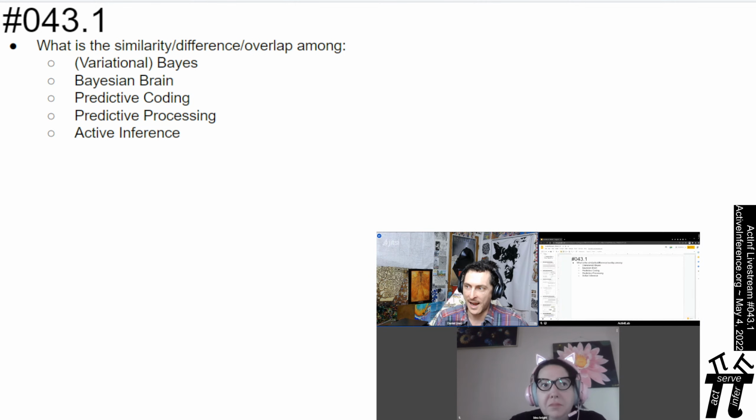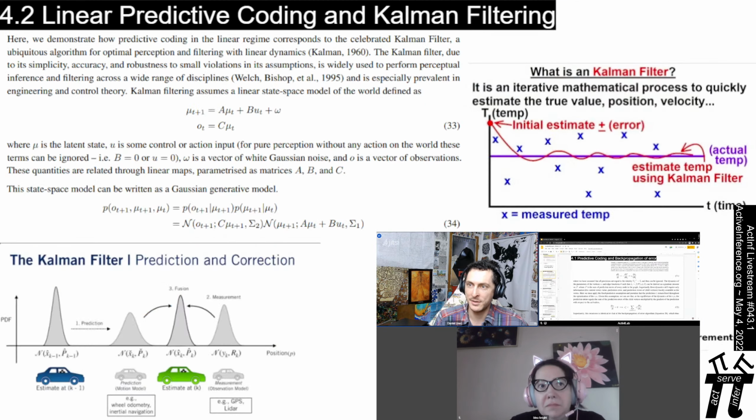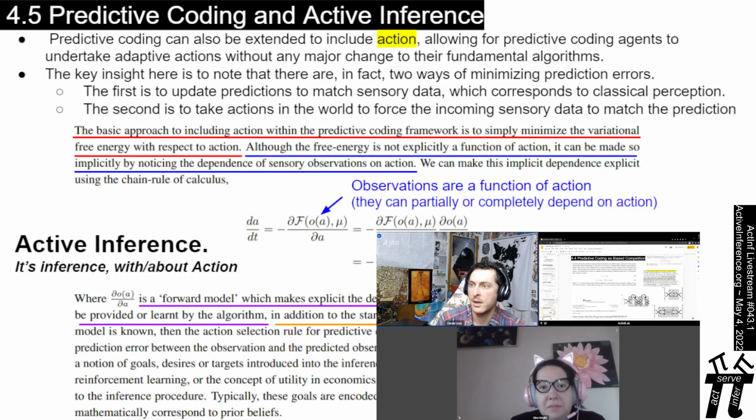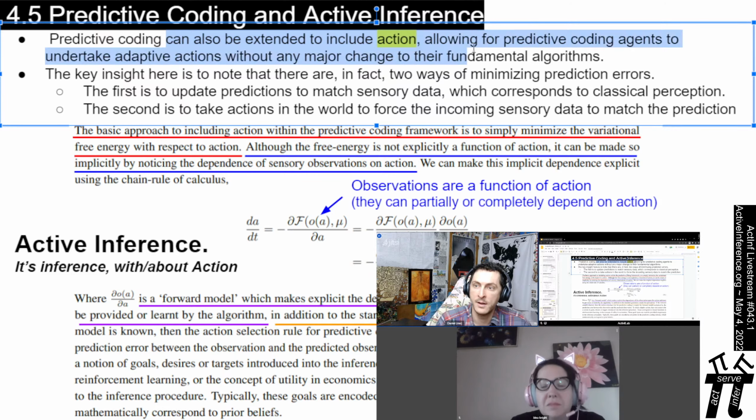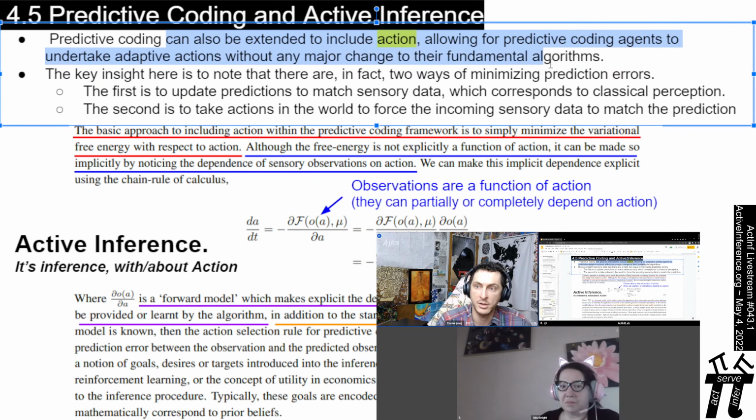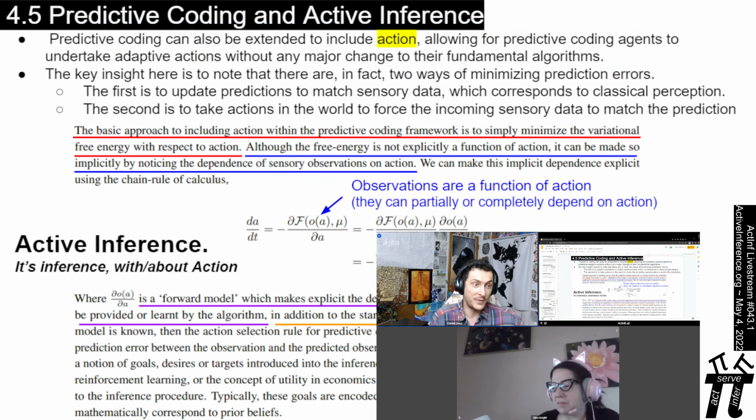And then action comes into the picture in section 4 or 5. The authors write, predictive coding can also be extended to include action, allowing for predictive coding agents to undertake adaptive actions without any major change to their fundamental algorithms. But that's 50 equations deep. So it was very interesting to see if those 50 equations are like the stem. I know that the equations are not sequential and building on each other in all of these cases, but then action gets tucked into a bigger picture very seamlessly.